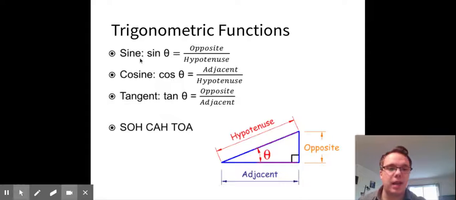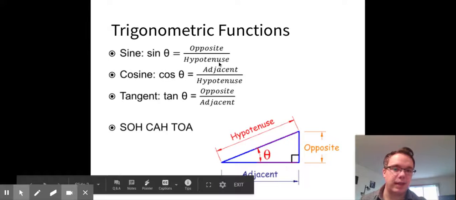Because they are functions, you have to take the sine of something, the cosine of something, and the tangent of something. So you have to have something after your sin, something after your cos, tan. If you see this little mark, it is the Greek letter theta. The Greek letter theta is what we put in as a variable to stand for angles usually. So to find the sine of theta, we're going to find the ratio of the opposite side to the hypotenuse.